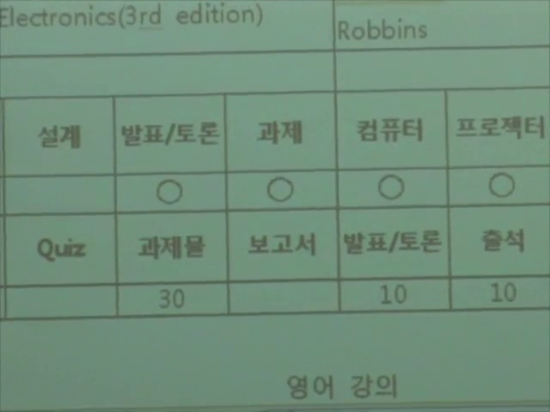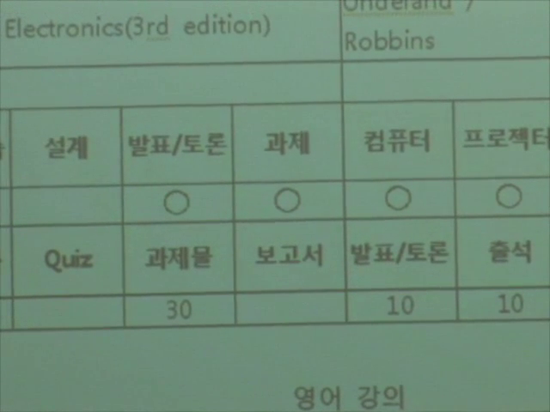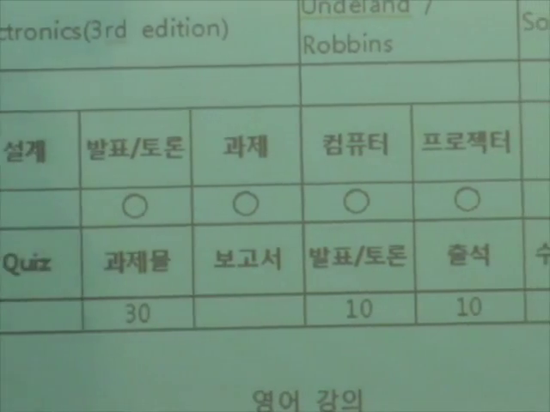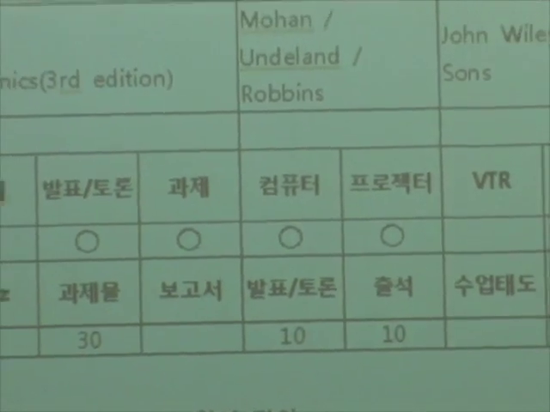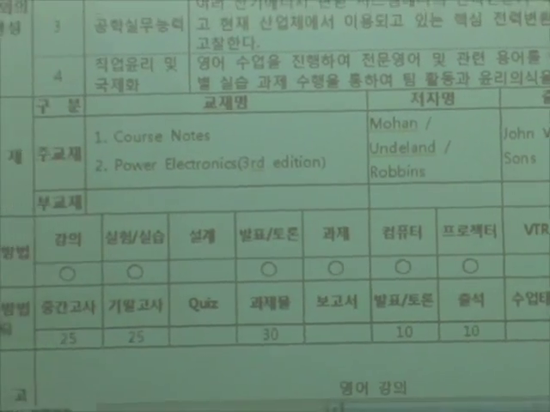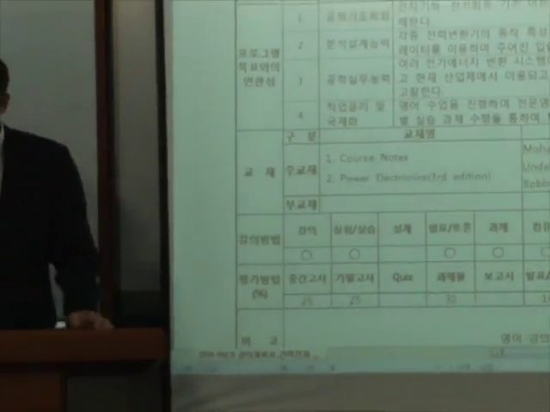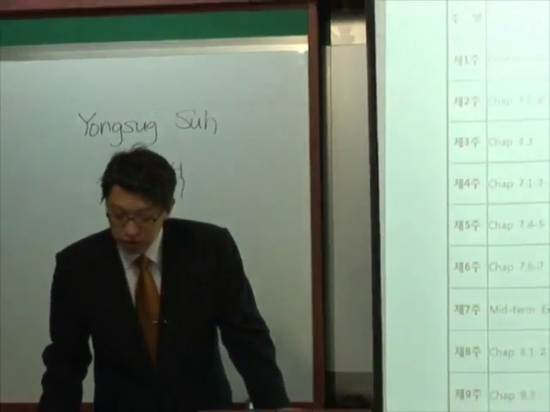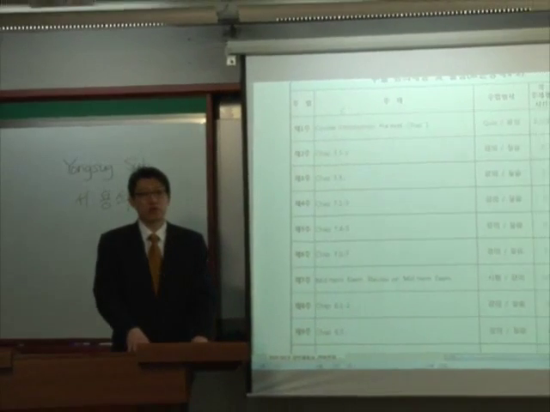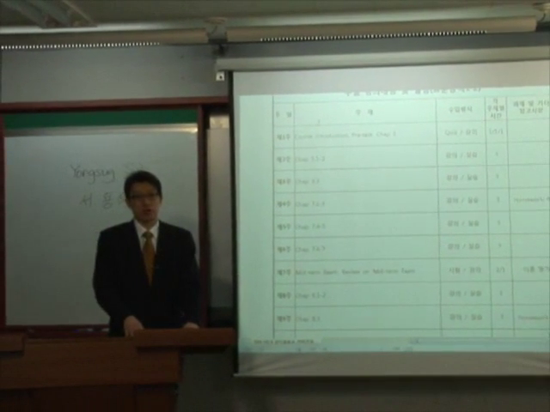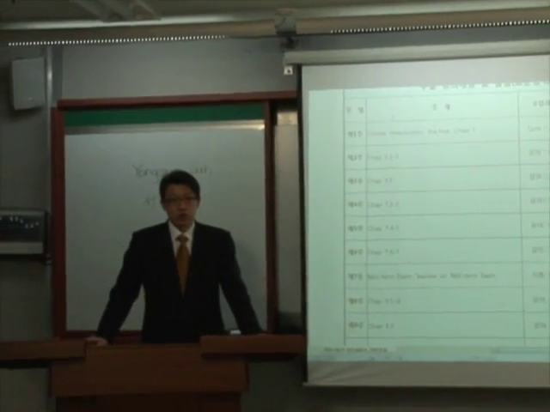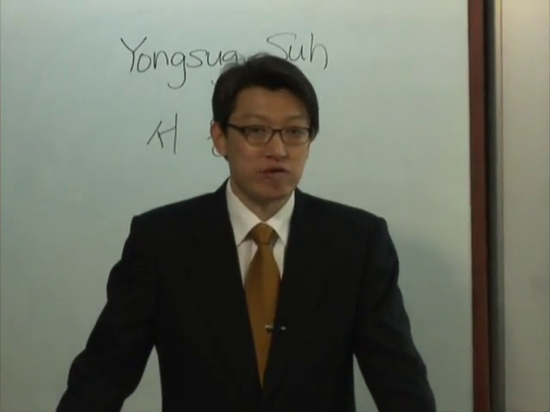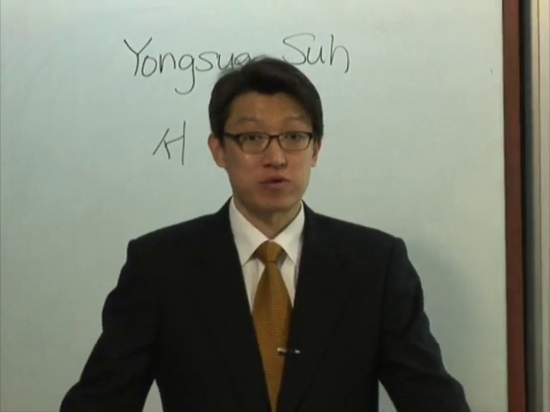And I will also check how you respond to my questions. So the group discussion and presentation account for 10%, and attendance is 10%. So in total, it amounts to 100%. Okay? And the course is evaluated based on absolute rating. So in CHONBUCK National University, every course offered in English has absolute basis evaluation. Okay? So this is not an exception.